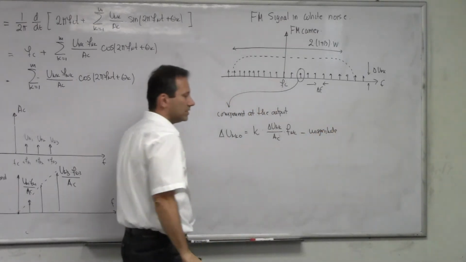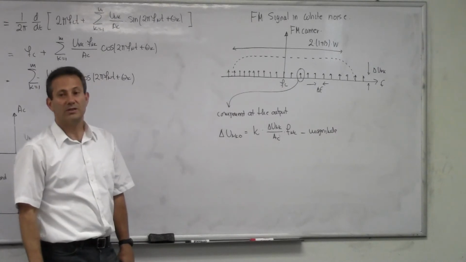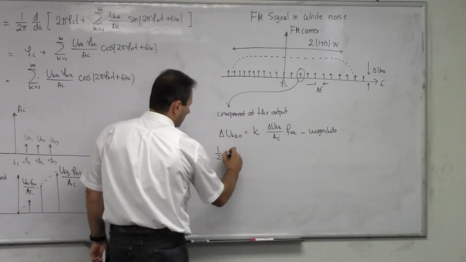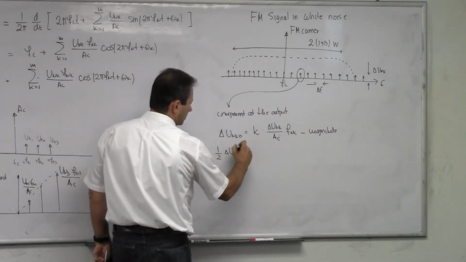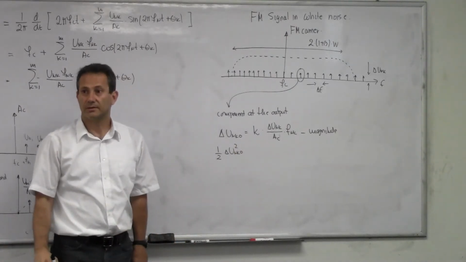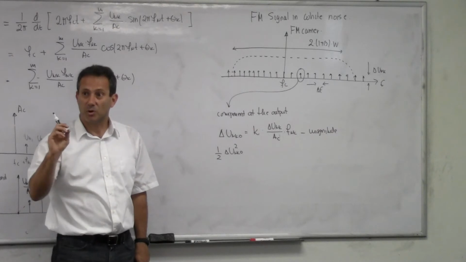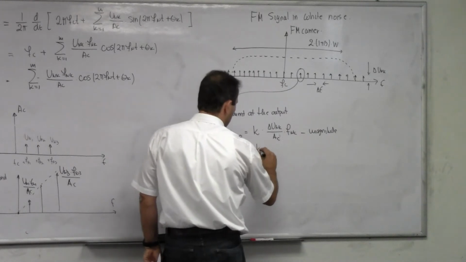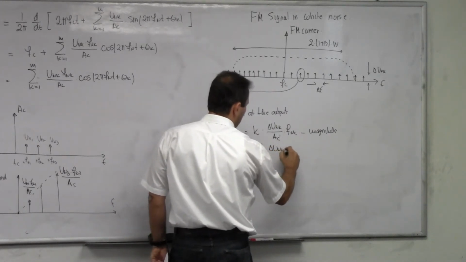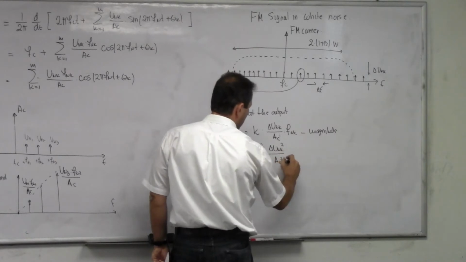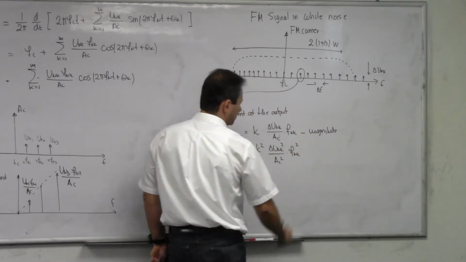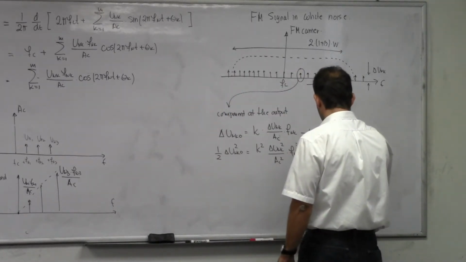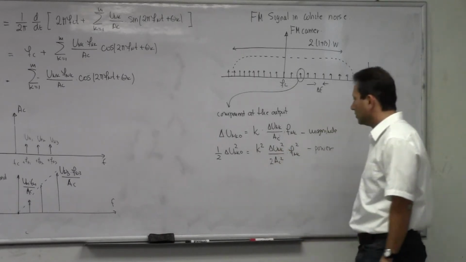If I take both sides of this, square it and divide by 2, what is it that I'm getting? If I look at 1/2 of delta U and K at the output squared, what is this? It's the power of this component, right? The power of this component at the output. And this power is going to be K squared delta U and K squared divided by AC squared times F and K squared. Now, this is power. And I'm missing 2 here, right? So let me put 2.